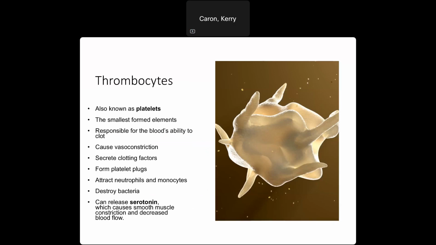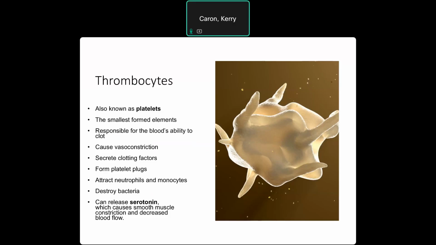Okay, thrombocytes. So thrombo means clot, cyte means cell. So this is clotting cells. We commonly know these as platelets. And that's what platelets do. They help with clotting. They are the smallest formed element. They are responsible for blood clotting. They cause vasoconstriction. They secrete clotting factors. They make platelet pools. They attract neutrophils and monocytes, which again help destroy bacteria.